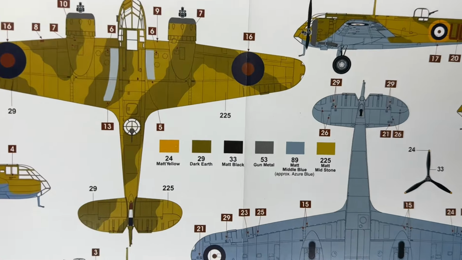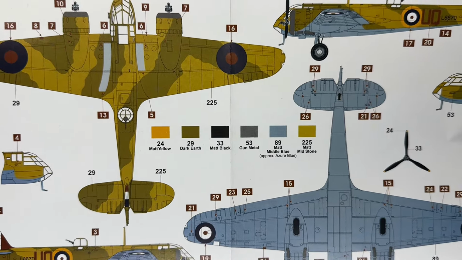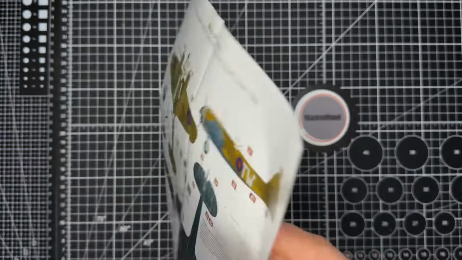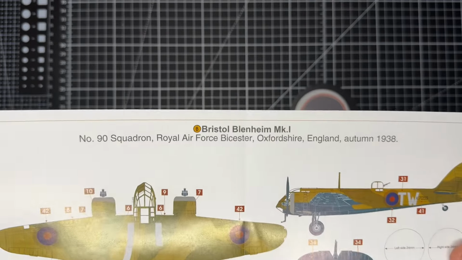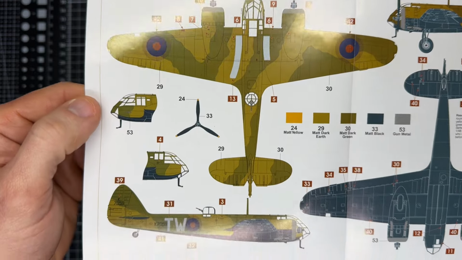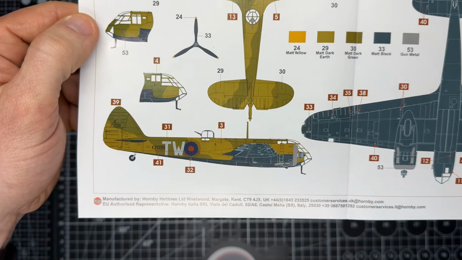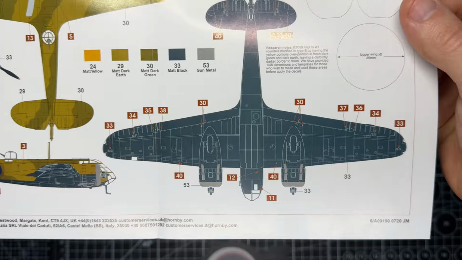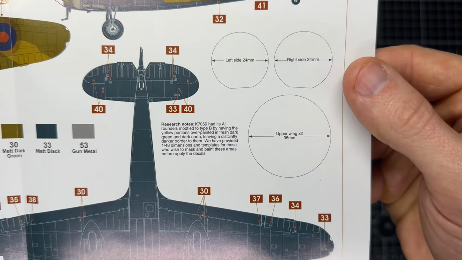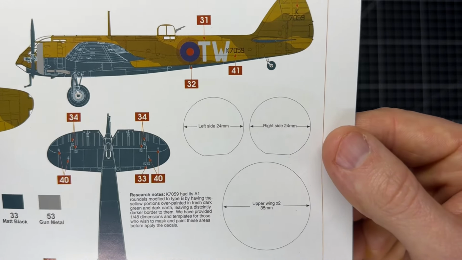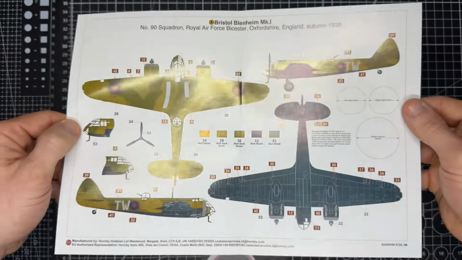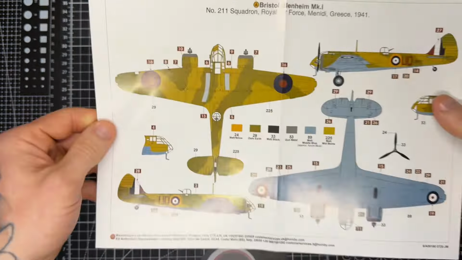So the paints you'll need for that scheme, that is scheme A, turn it over, scheme B, there you go. Make sure I'm not missing anything like that at the back. No.